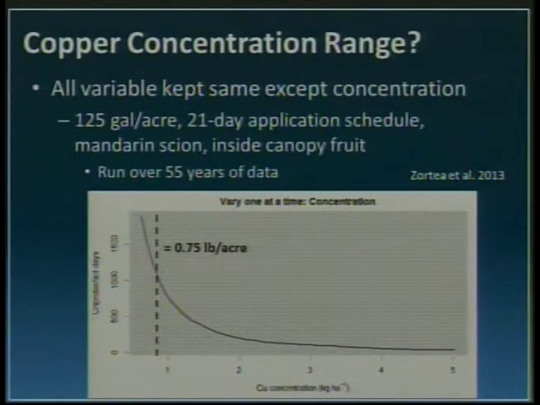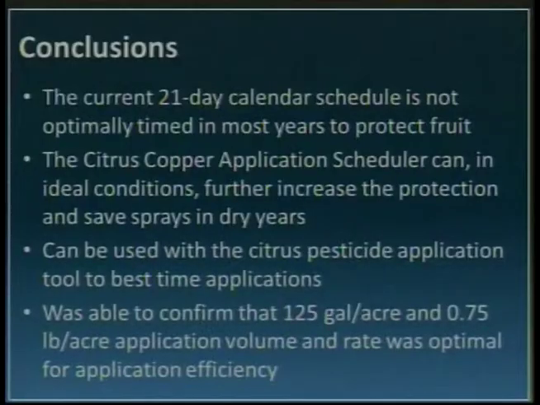You could probably go up to 1 to 1.25 pounds per acre and still be within an optimal range. But it still looks like the recommendations hold up, at least over the historical data, and hopefully as we continue on in the future that 0.75 pounds an acre is still going to give pretty reasonable coverage. So the current 21-day calendar schedule is not optimally timed in most years to protect our fruit, and not because it isn't good on average, in fact it's the best on average, but unfortunately most years aren't an average year, and so you tend to get gaps in the coverage in the beginning of the season.